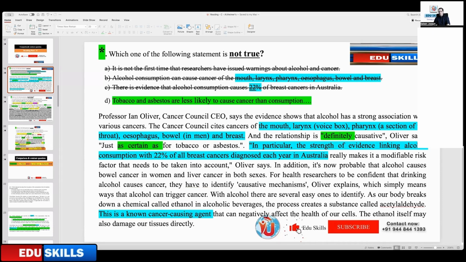There are so many people who have mentioned it in the passage itself. Even otherwise, this is a known cancer agent that can negatively affect the health of our cells. These alcoholic beverages contain a chemical called ethanol, a known cancer-causing agent. Known cancer-causing agent means, is it the first time they are speaking about it? Got it, Father. Here it is asking, it's not the first time that researchers have issued warnings about alcohol and cancer, even with your general knowledge.